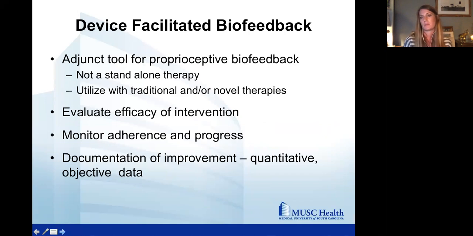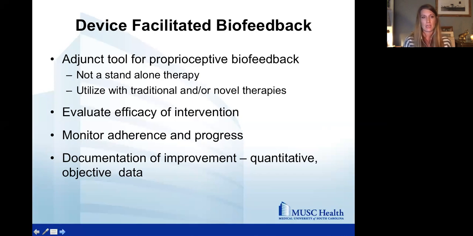The facilitated biofeedback isn't just about giving cues to the patients either. It's beneficial to the speech pathologist or to the therapist in terms of evaluating the efficacy of your intervention. Is what you've prescribed to this patient working? And in order for it to work, we also have to monitor adherence. I'll talk a little bit more about adherence and dosing, and in order to track a patient's progress, which is really important for our payers and supporting what we do in the clinic.